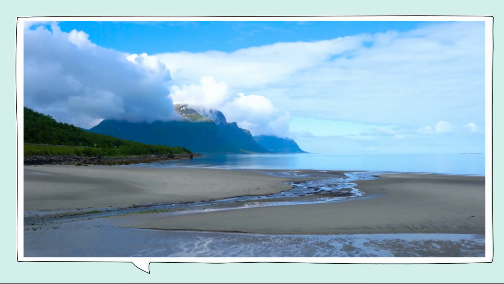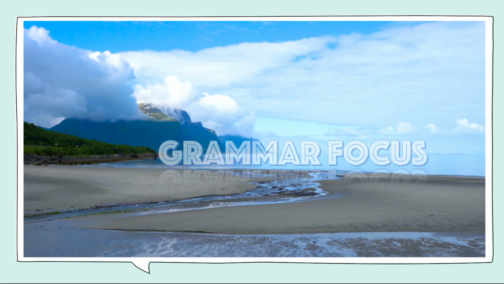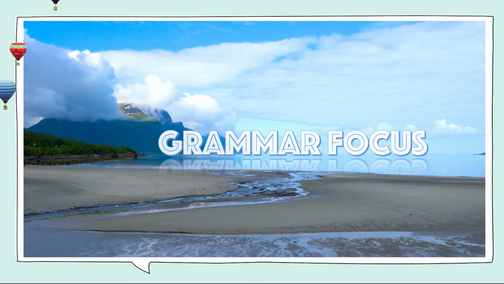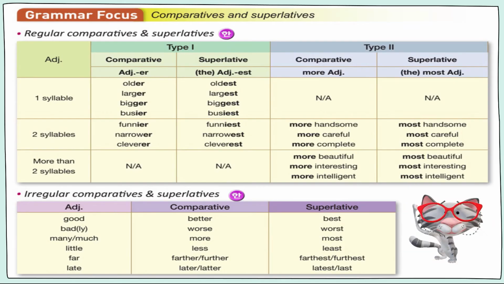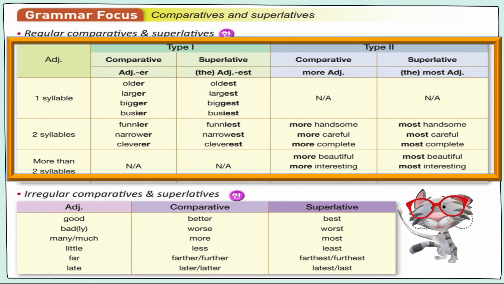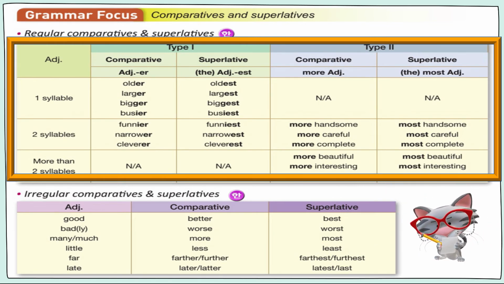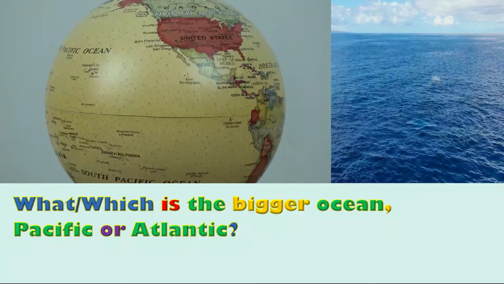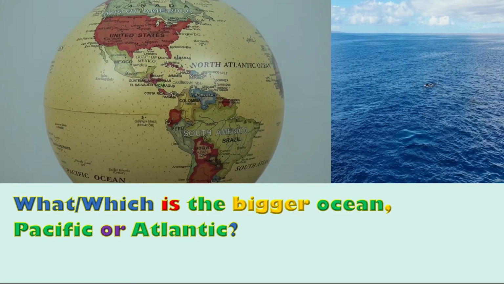So let's see where we are. Grammar focus. We have been over the grammar already. We have mentioned that there are comparatives and superlatives, and you have to pay attention to the spelling, and to the number of syllables in the adjective. The syllables are the number of sounds in a word. For example, we're just going to run through some questions to practice this.